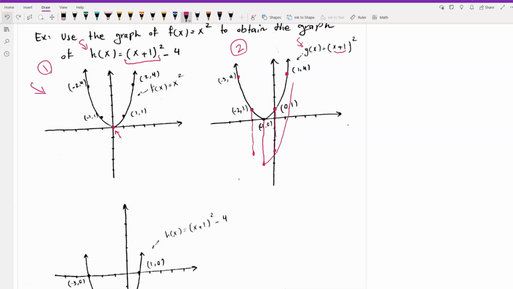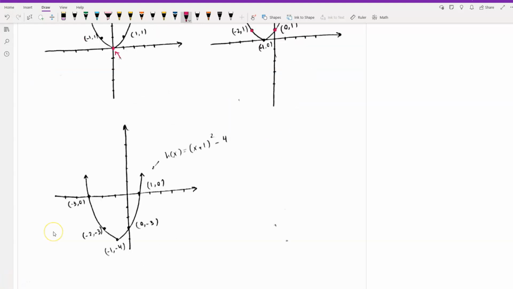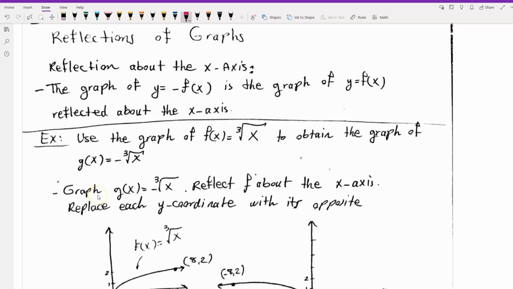And I have this graph here on this part for h(x). So here are all 5 points that I have after shifting our graph 4 units downward. Then connect all of these points and use an arrow here on top. Next part, reflections of graphs.